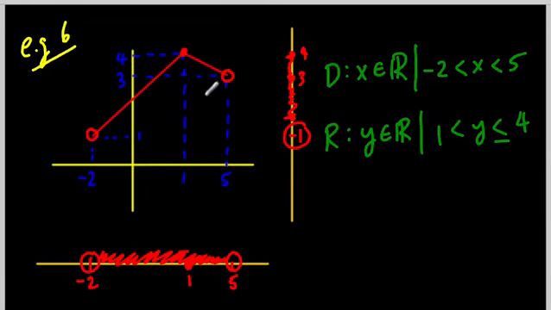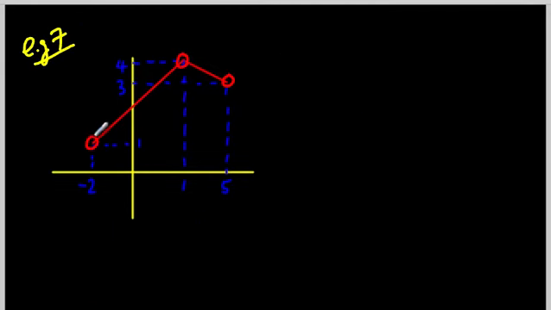All right, so I hope you understood that example. The next one, I'm going to complicate it a little bit more. So what I'm going to do, it's basically the same thing, but now I have 3 open circles.